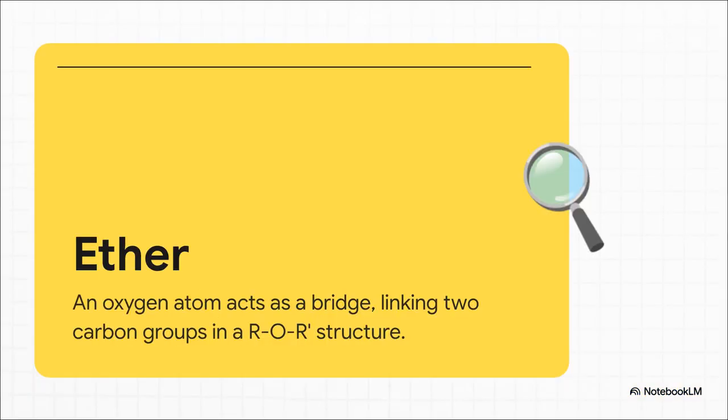So, structurally, ethers are a totally different ballgame. There is no OH group. Instead, you've got an oxygen atom that acts like a bridge, linking two carbon groups. We write this as ROR prime. And that missing hydrogen on the oxygen, that makes all the difference in the world.